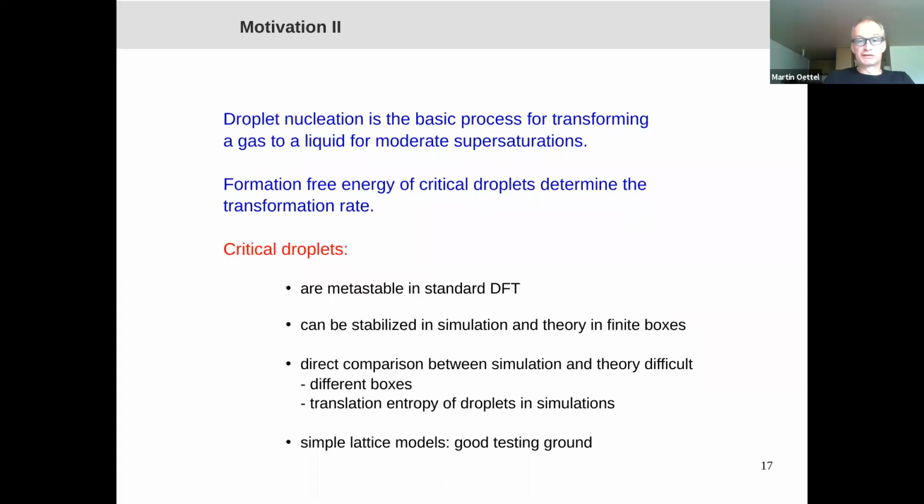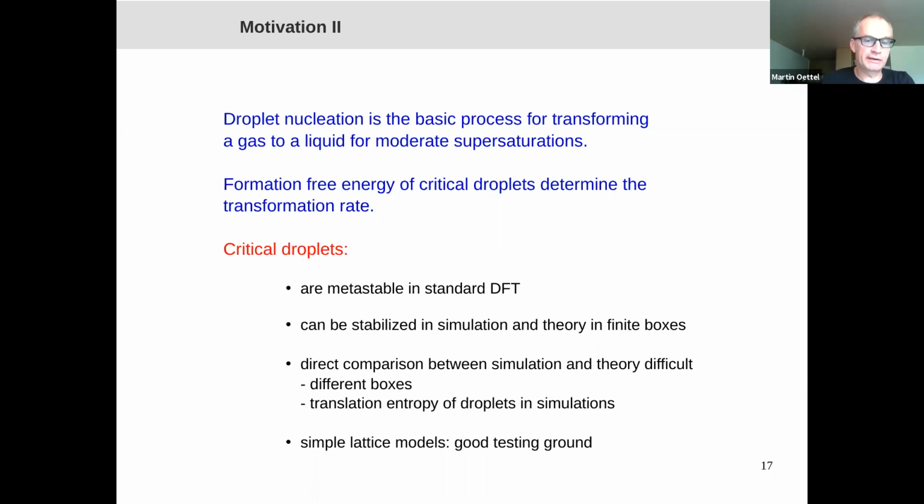Now there comes the second motivation. We applied this to droplet nucleation, and this is a basic process for transforming a gas to a liquid. The formation free energy of critical droplets is actually the thing one is usually after. Now, critical droplets in a supersaturated vapor are actually metastable in standard density functional theory. So you can stabilize them in simulation and in theory using finite systems, actually, finite boxes.